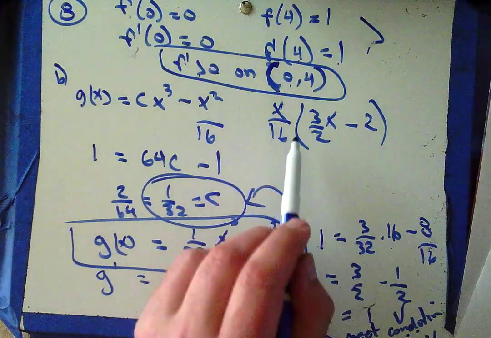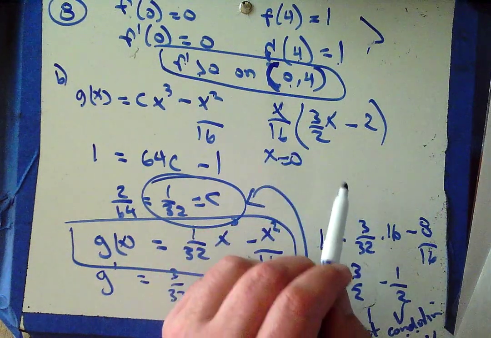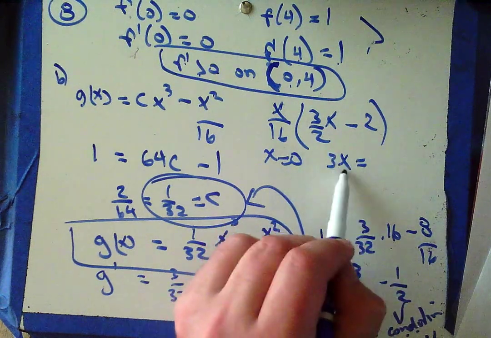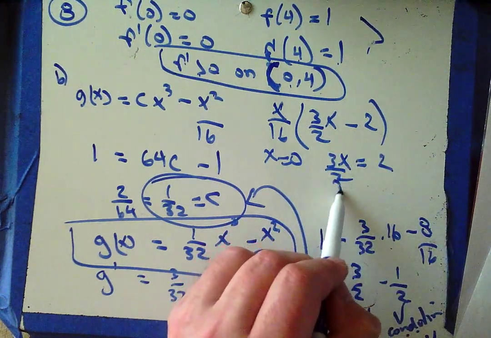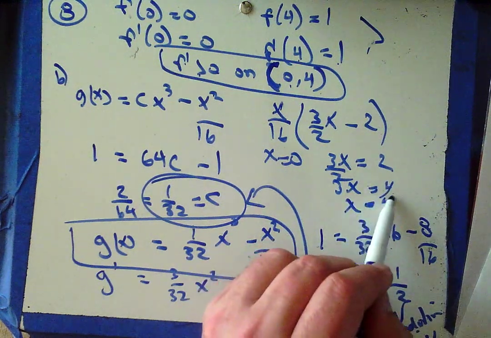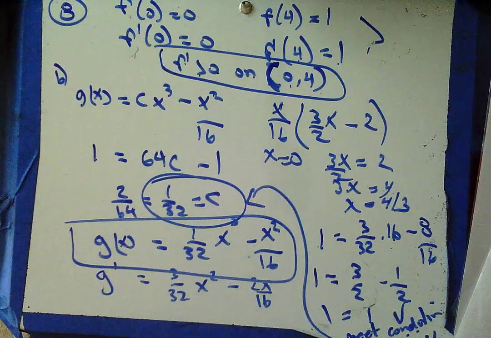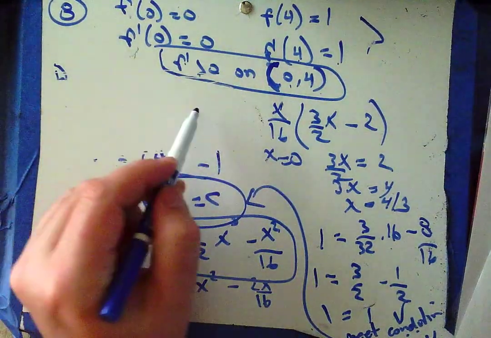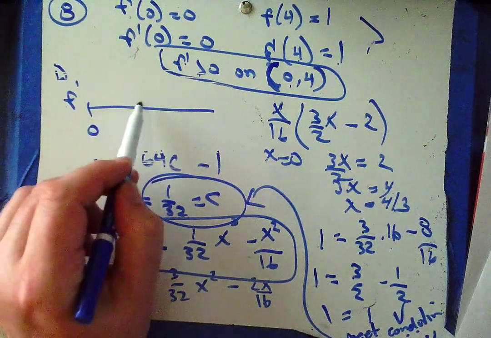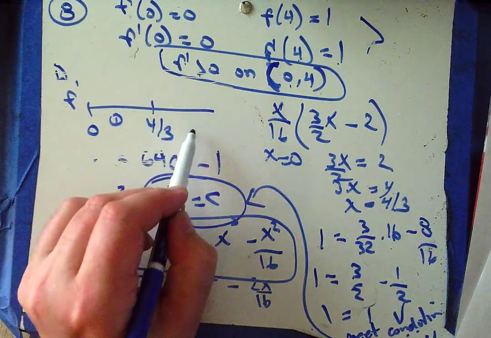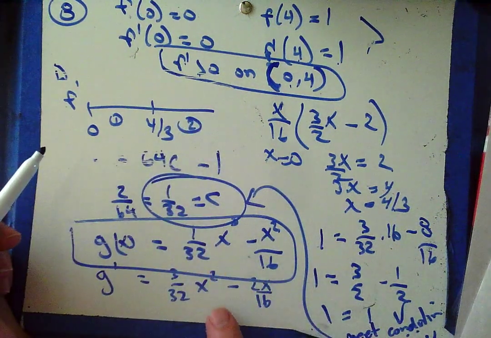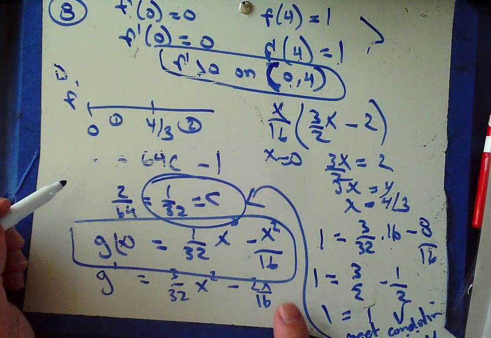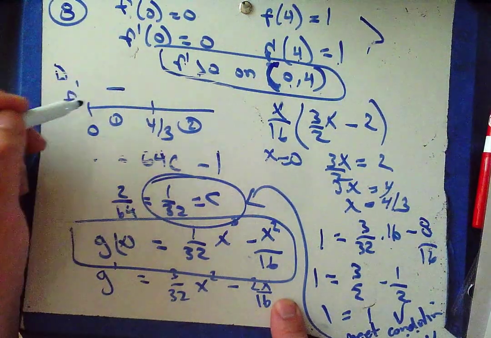Okay, I'll set each of these equal to 0. I'll get x equals 0, that's fine. And then I'll have 3x over 2 equals 2, 3x equals 4, x equals 4/3. Ooh, 4/3. That's on our interval. If I make an f prime sign chart with 0 and 4/3 and test 1 and 2, in g prime, if I plug in a 1, I get 3 over 32 minus 4 over 32, which is negative.